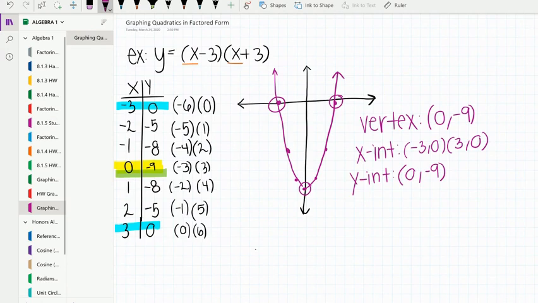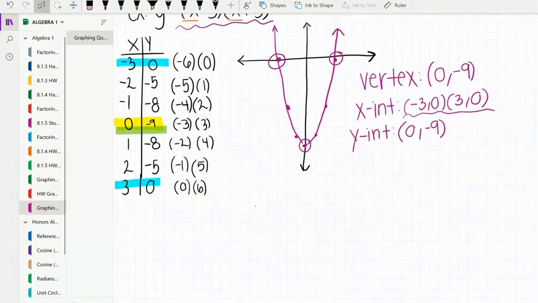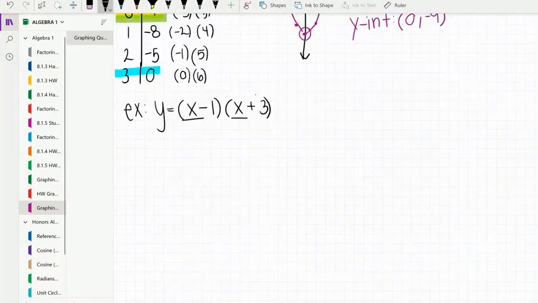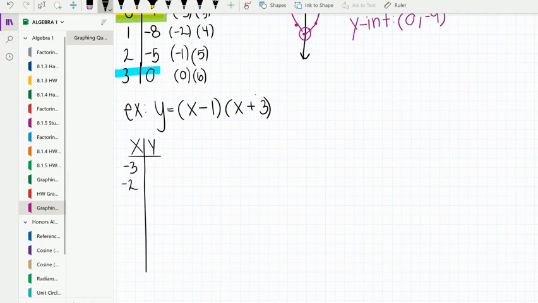All right. Once again, we have the factors and then the x-intercepts. And they have a relationship, so I'm not sure if we're seeing that yet, but on this next one, hopefully we will. So this one we're going to do y equals x minus 1 times x plus 3. So again, I'm going to help you come up with your x values for your table. So we're going to choose -3, -2, -1, 0, 1, 2, and 3.